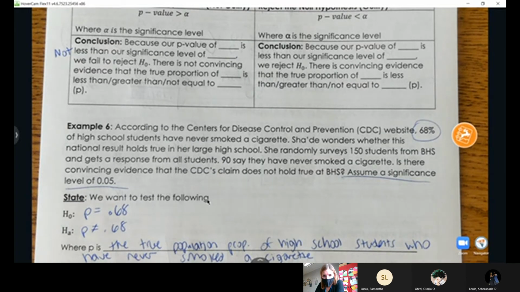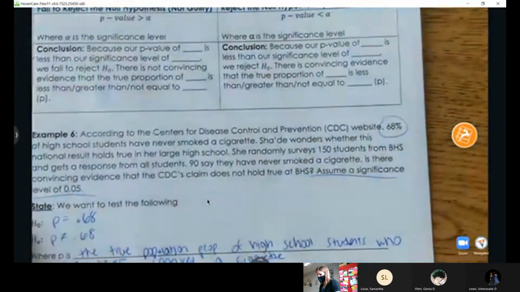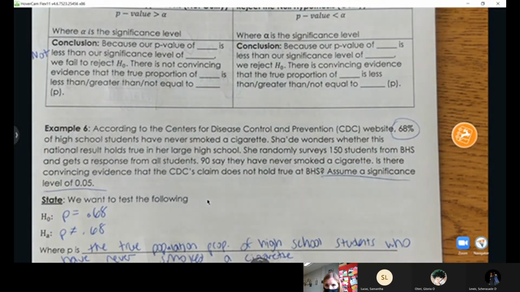Beautiful work. You guys got exactly the same numbers. I'll wait for Gloria to finish typing her conclusion, and then I will share. Okay, I'm gonna go ahead and share Saids with you guys.